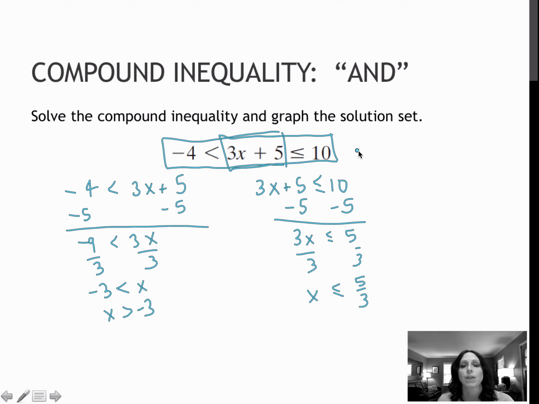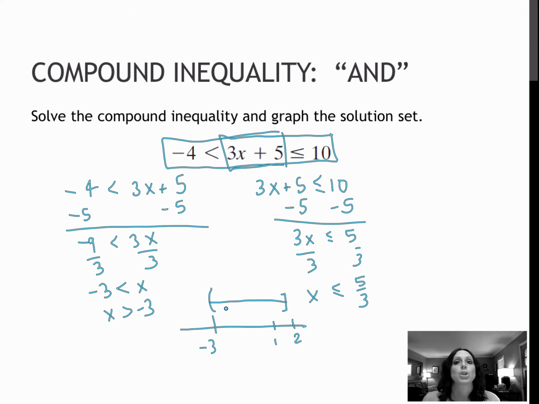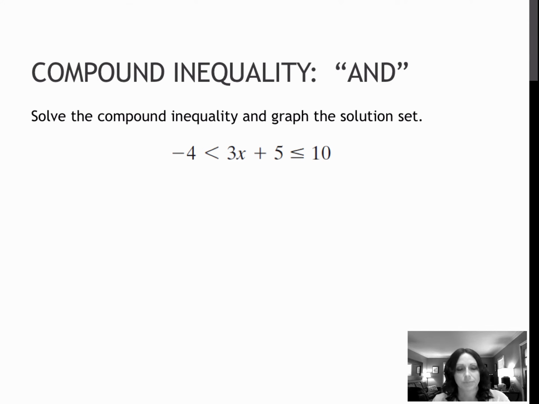And then if I were going to graph the solution set, because it's an "and" compound inequality written in this way, I know it's really just between negative 3 and 5/3. So on a graph, that would be negative 3. 5/3 is closer to 2 than 1. So it would be a closed bracket here and an open bracket here and shaded in between. Oh, I should have done that on the line, but you get the idea. So that's one way to do it. Not my favorite way, so I'm going to show you the way that I actually prefer.